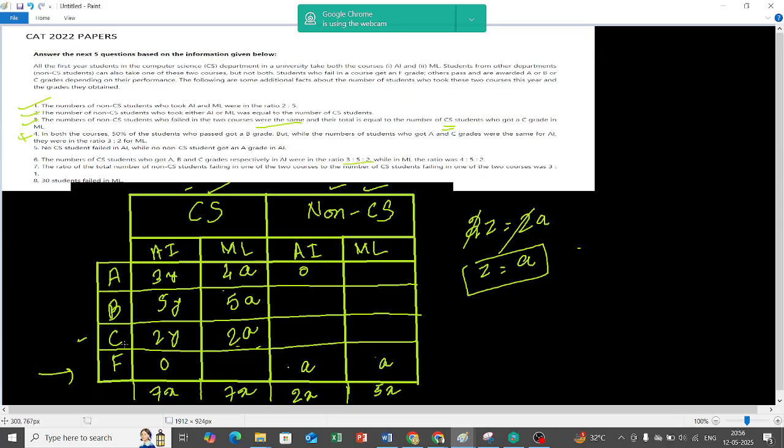The number of non-CS students who failed in the 2 courses were the same, and their total is equal to the number of CS students who got a C grade in ML. So the number of non-CS students who failed in the two courses, AI and ML, and fail means F, they are equal, it is given as A. And what else is said? Their total, A plus A is 2A, is equal to the number of CS students who got a C grade in ML. So CS students, C grade, ML, that is 2A. Understood?